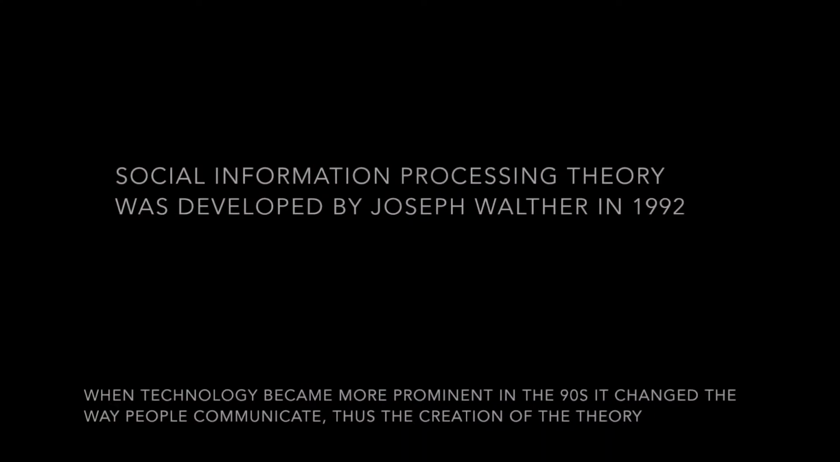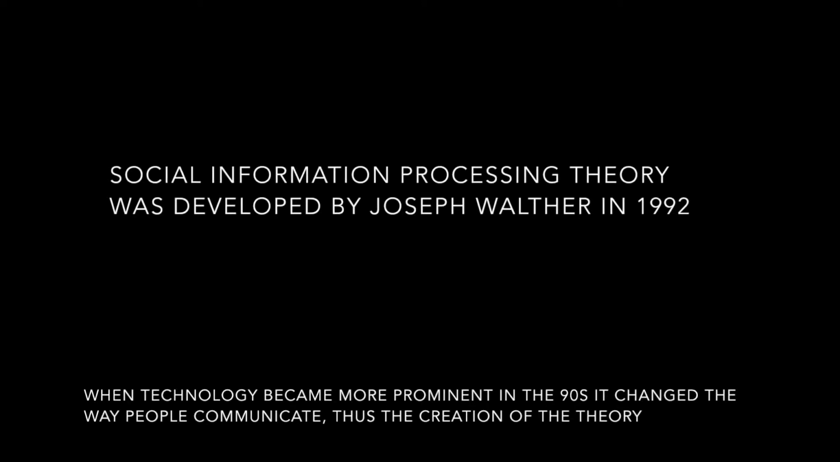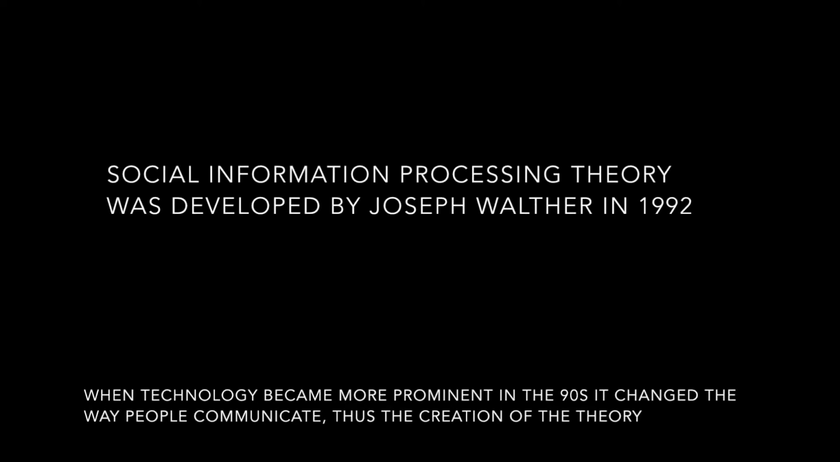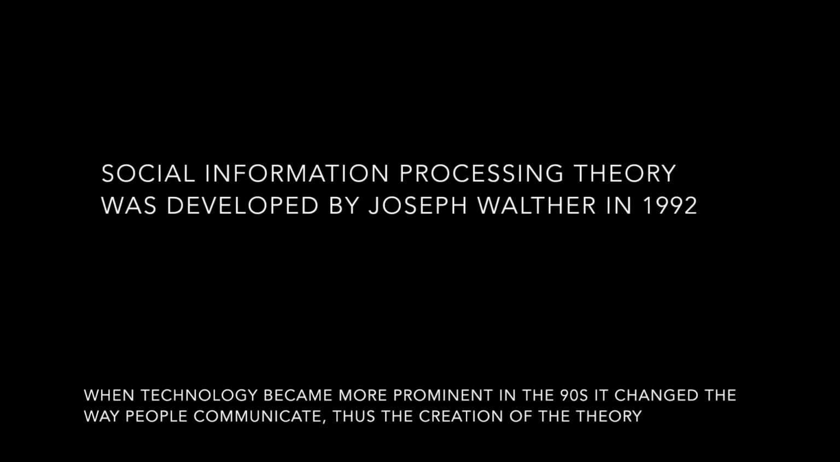Social information processing was developed by Joseph Walter in 1992. It was formed to show how people built relationships across technologies in the 90s, such as email and chat rooms, etc. Other communication scholars were skeptical of online relationships at first, but believed it was suitable for task-related purposes. The main goal of social information processing is to understand why and how people use cell phones, texting, and social media to build close relationships.